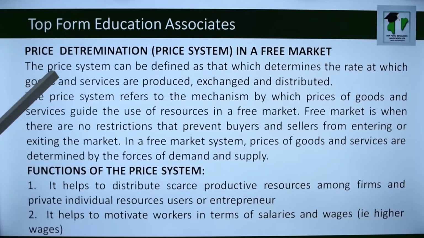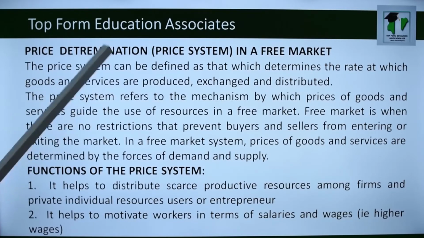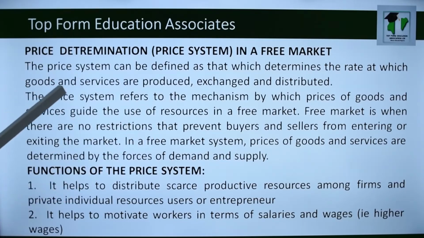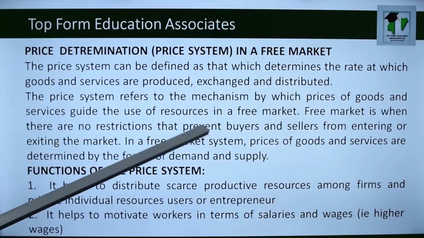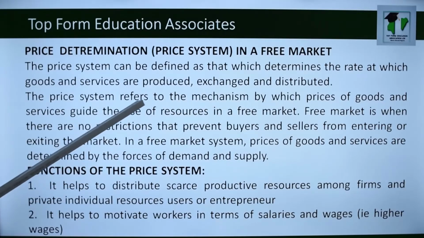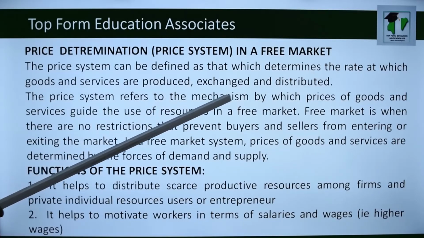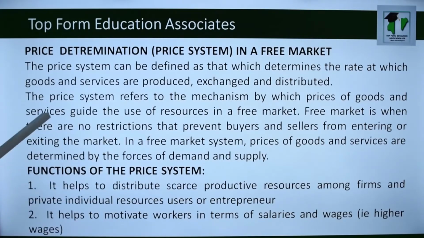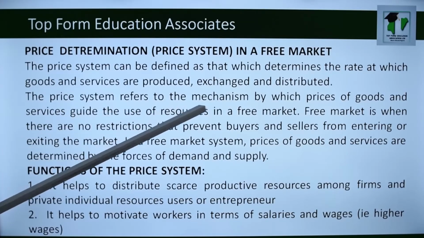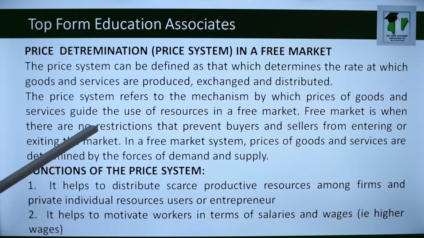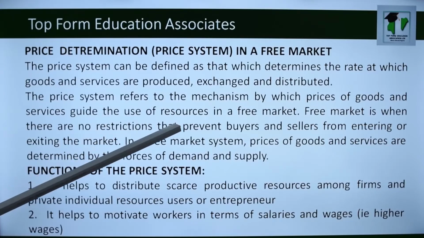Price determination or price system in a free market. The price system can be defined as that which determines the rate at which goods and services are produced, exchanged, and distributed. The price system refers to the mechanism by which prices of goods and services guide the use of resources in a free market.